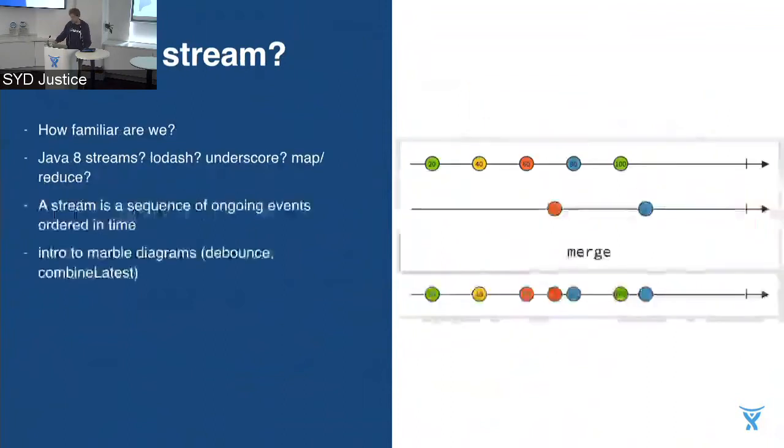So yeah, before I dive into the specifics, I just want to gauge how familiar you guys are with the concept of a stream, and more specifically, an event stream. So could I just get a show of hands, people who've used the Java 8 Streams API, for example? Oh, okay, that's really good. Something like Lodash or Underscore? Awesome. And then just the functional primitives, things like map, filter, reduce, that sort of thing.